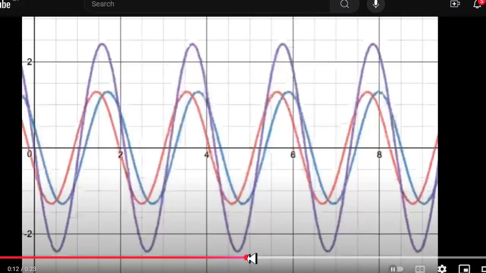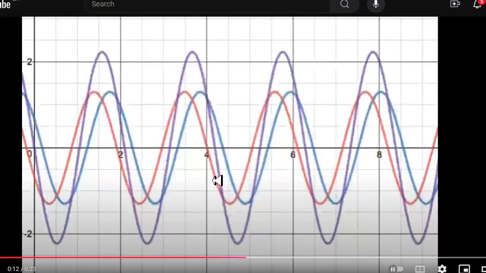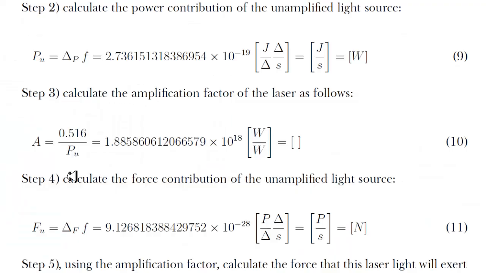So you can imagine that this intensity is going to be quite high, and this is why, of course, lasers are very powerful. Okay, so that is what this means in modified unit analysis. That is what the amplification factor means. It's logical, it makes sense.